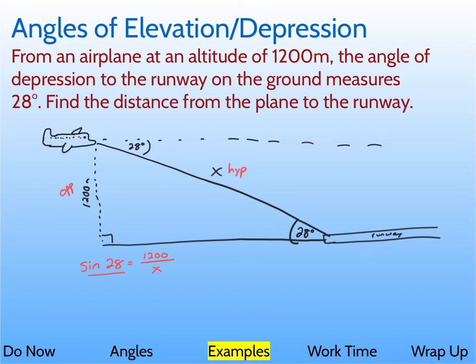Cool. Put it over 1, cross multiply. I'm going to put it over on the right here just to avoid hitting some things. So we get sine of 28 times x equals 1,200. Divide by sine of 28 on both sides, cancels it out here. Divide by sine of 28, and using your calculator, we get that x is about 2,556 meters away.